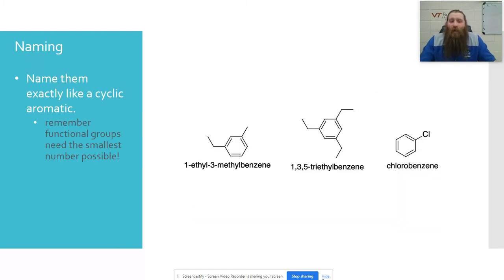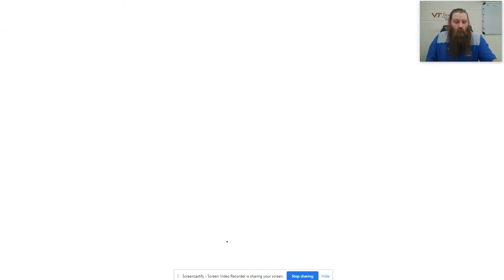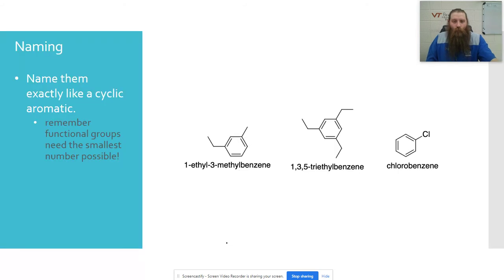Now, as far as naming them, it's not really any different than our regular cyclic compounds that we talked about already. So things like 1-ethyl, 3-methyl benzene. We should be able to name that, right? We have benzene. At position 1, we have an ethyl. At position 3, we have a methyl. So just like we have been naming, that doesn't change.